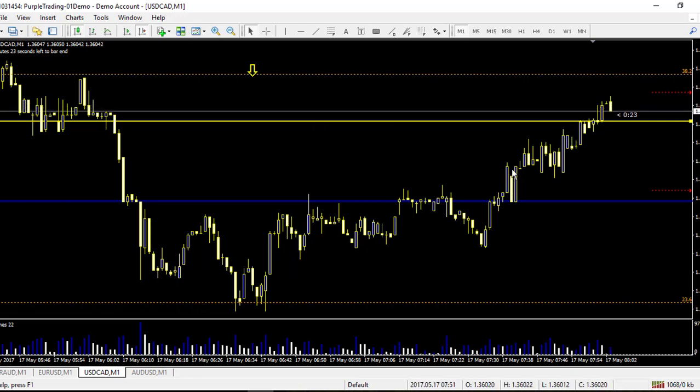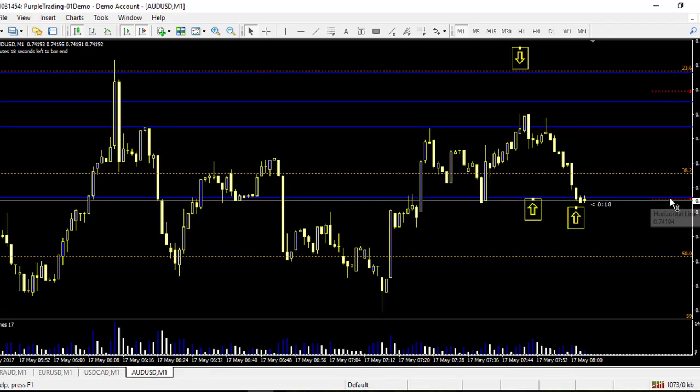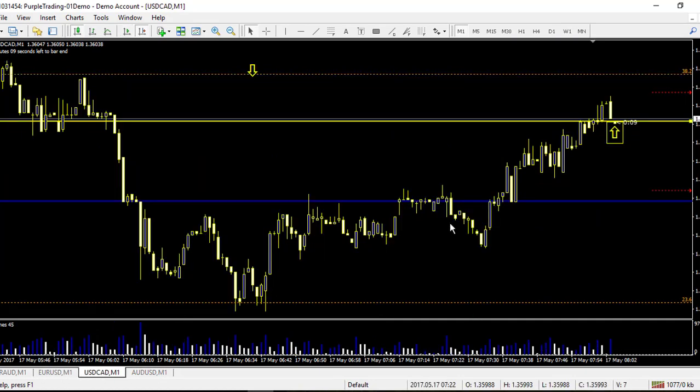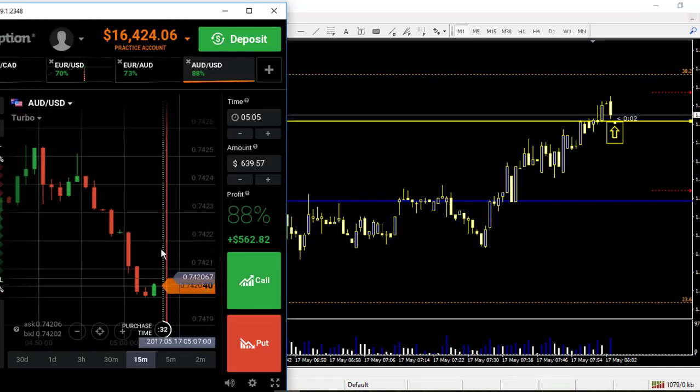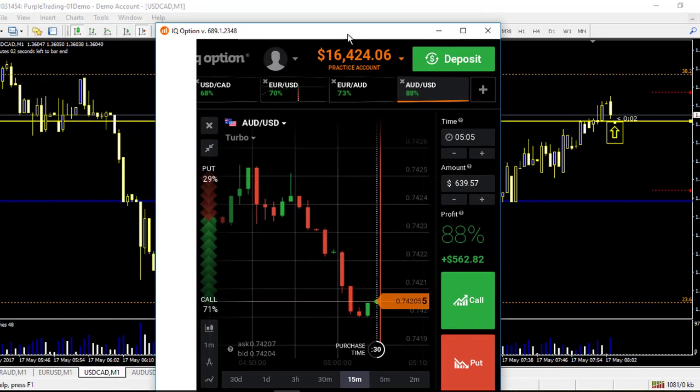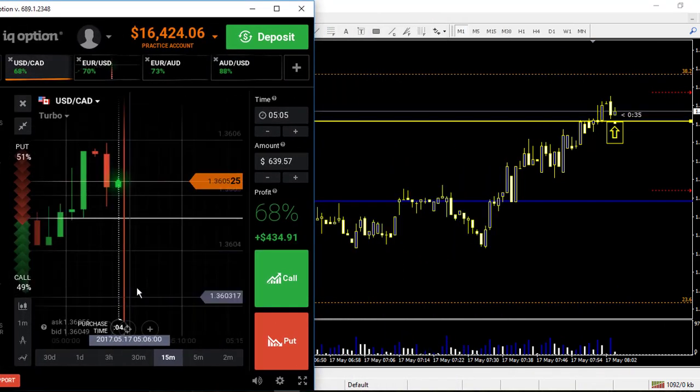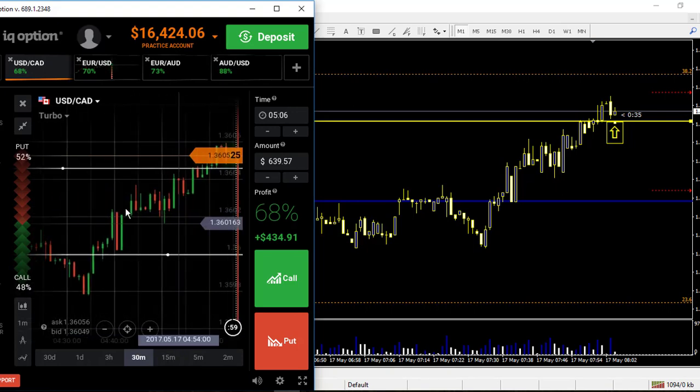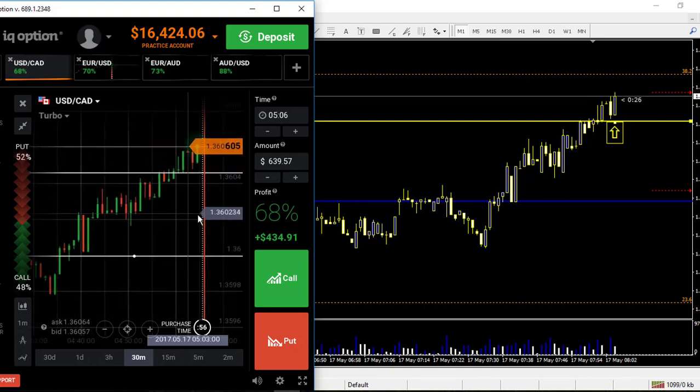USD/CAD now can be good for a call when it will touch the yellow line here. Now you can make a call when it will touch this line. Sorry, I have to take this one here. Yeah, it touched it and bounced. It's USD/CAD. So here it is. It's a good rejection.